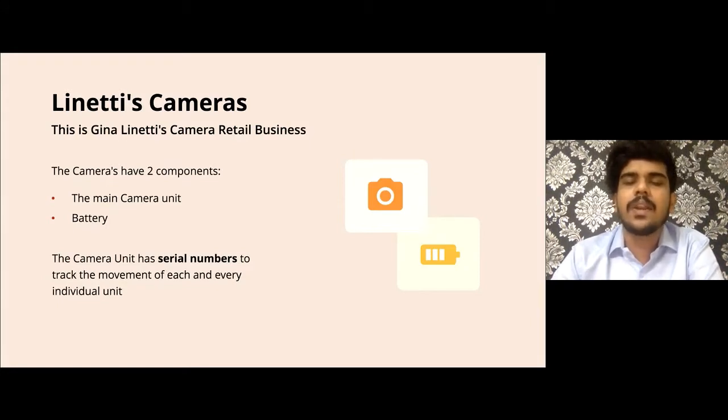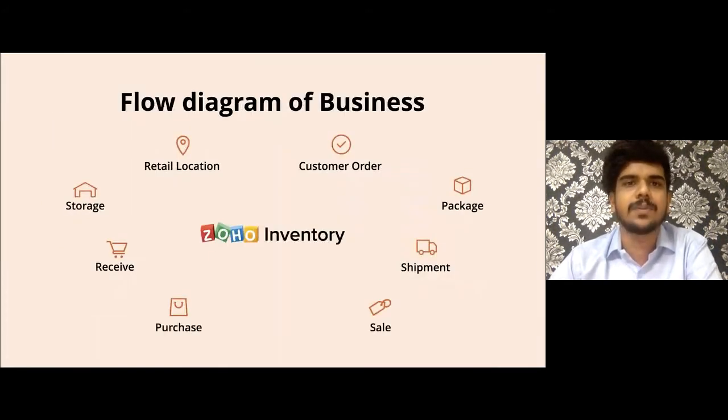With all electronic products, we know that there are serial numbers against those particular items, so that you can keep a track of whom exactly you bought it from, and then who exactly you sold it to. That is the reason why she has also enabled serial number tracking for the main camera unit within the Zoho Inventory application.